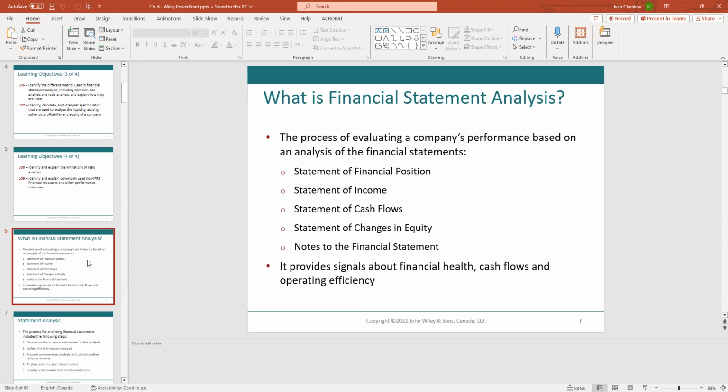Then we're going to prepare a statement of cash flow to see where the cash comes into the company. Does it come from operating activity? Does it come from investing activity? Does it come from financing activity? Then we're going to have the statement of changes in equity, and the notes to the financial statements will conclude the full set of financial reports.